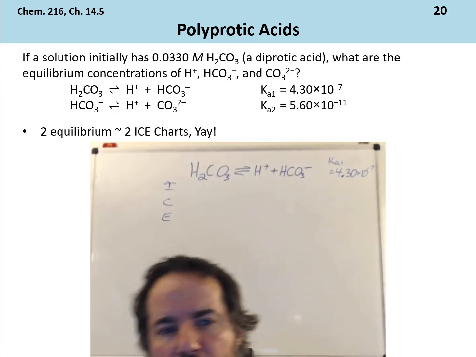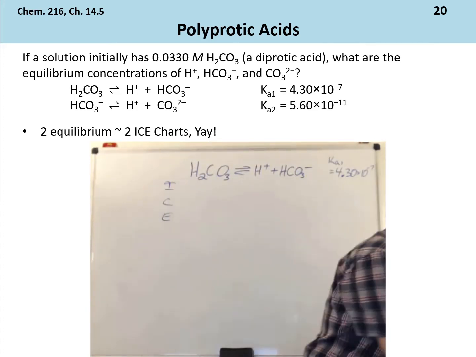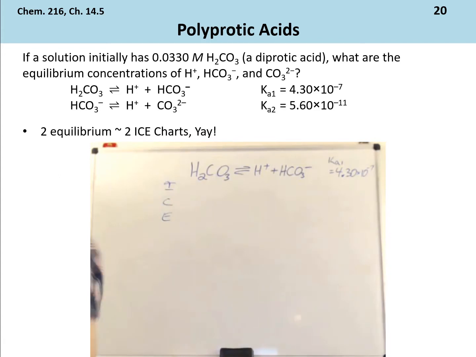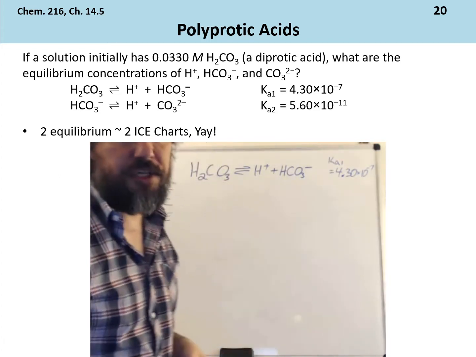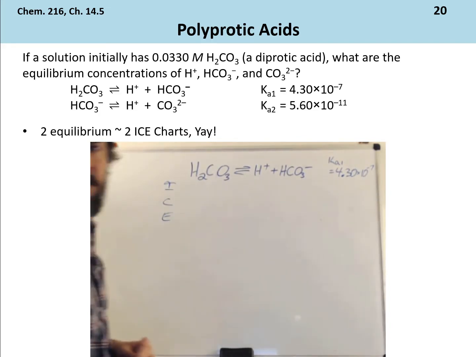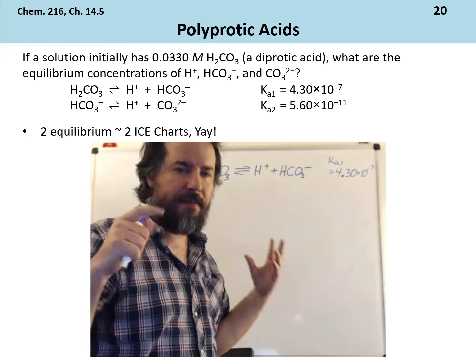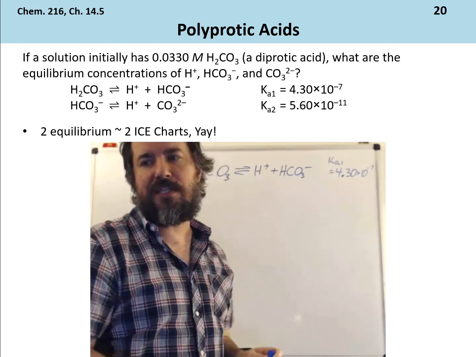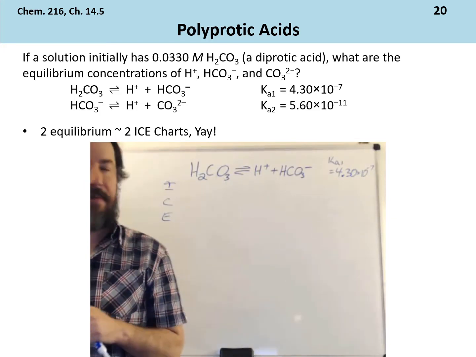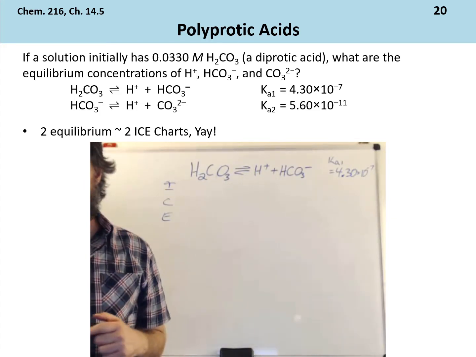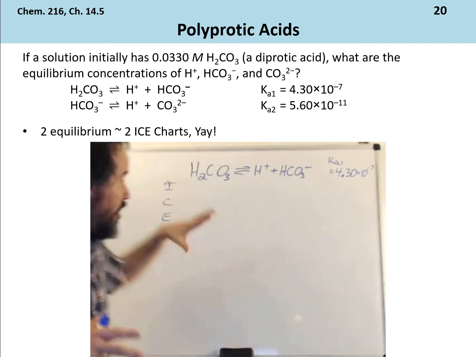Let's say we have 0.033 molar of this H2CO3. We're told it's a diprotic acid, and we're given its Ka1 and Ka2. We want to figure out what all those equilibrium concentrations are. I have two equilibriums, so what does that mean? I get two ICE charts. We're going to go through this, and then I'm going to show you a little bit of a shortcut, but it's good to start with this.